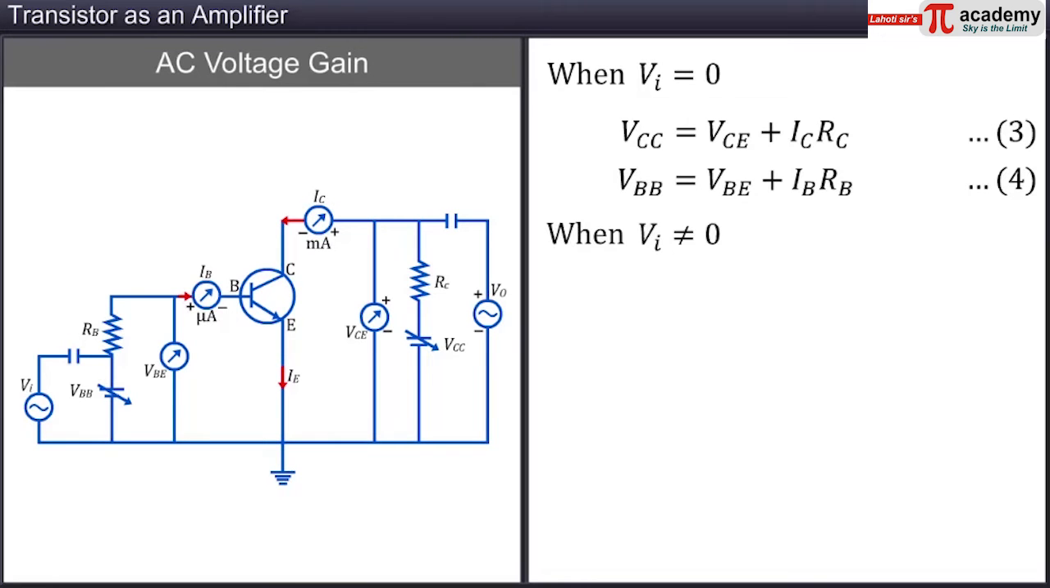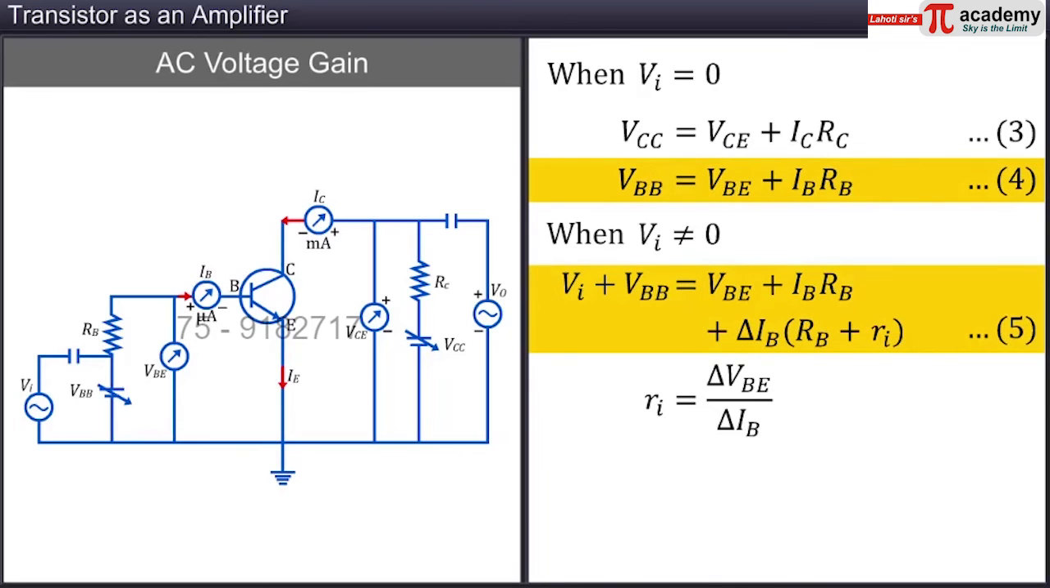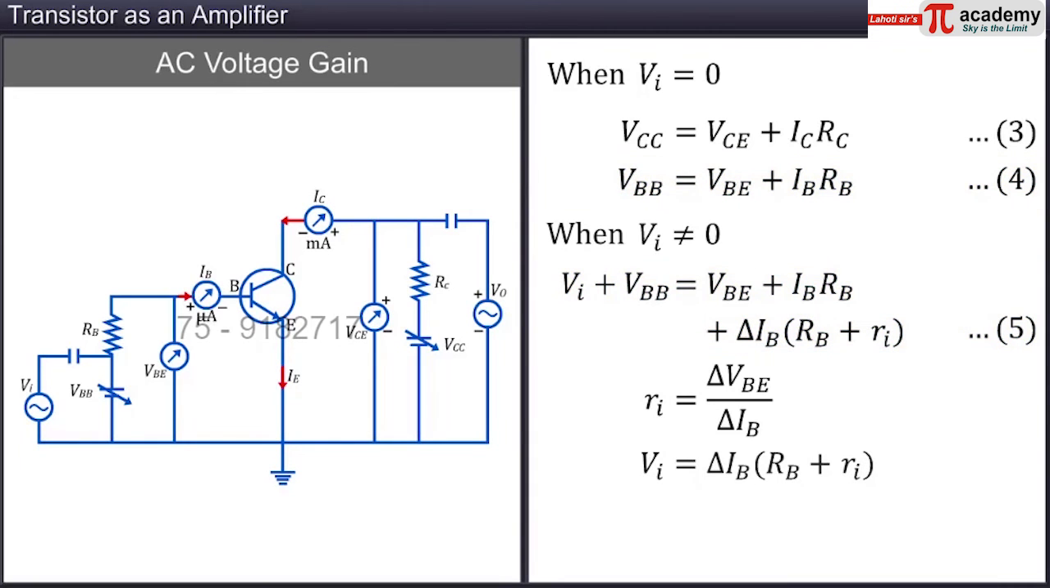When the input AC voltage VI is not 0, we get the sum of VI and VBB as VBE plus IB into RB plus delta IB into RB plus RI. Let this be equation 5, where RI in equation 5 is the internal resistance of the input circuit, which is equal to delta VBE by delta IB. From equations 4 and 5, we can write the input voltage VI is equal to delta IB into RB plus RI. The input voltage VI can be written as VI is equal to delta IB into R. Let this be equation 6, where R is equal to RB plus RI.